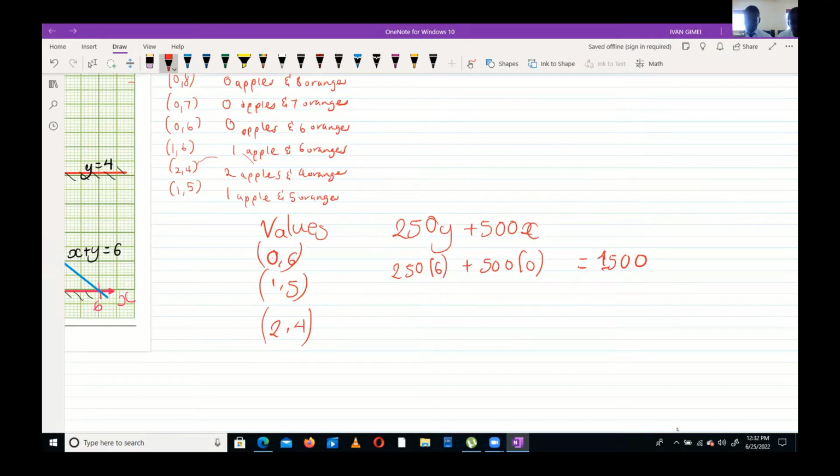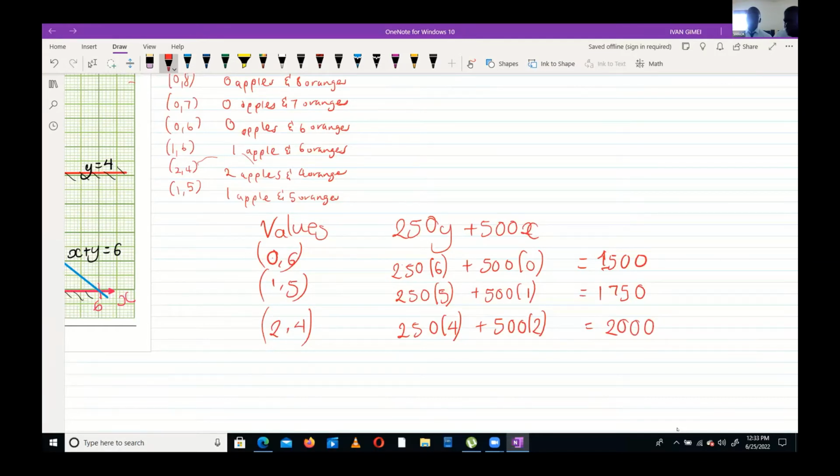1,500 shillings. And for the next one, where our y is 5, 250 times 5, plus 500 times 1, where our x is 1, this gives us 1,750 shillings. Then the last one is where our y is 4 and our x is 2. This gives us 2,000.